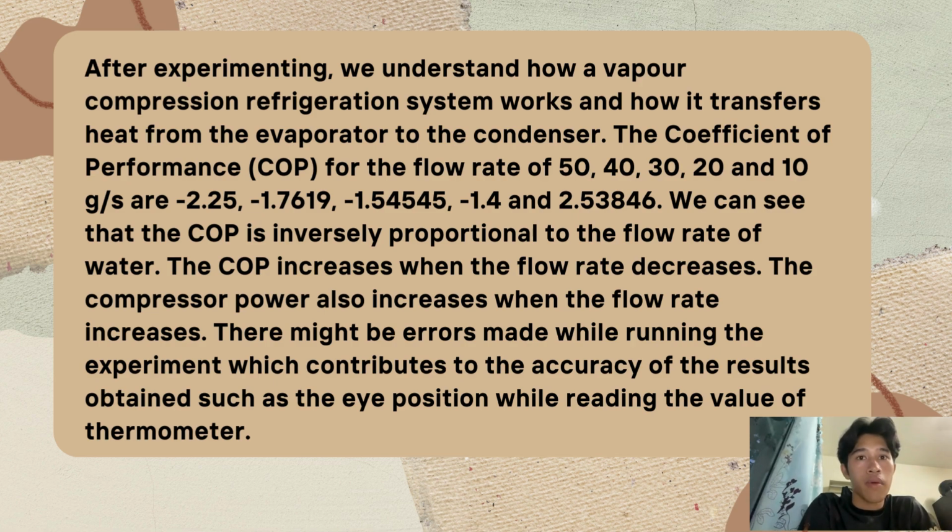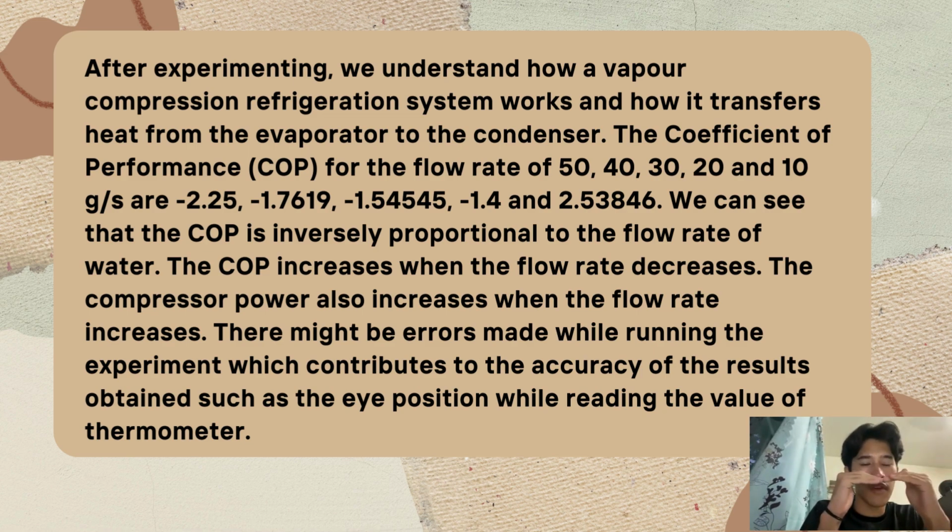There might be some errors that we made during this experiment, which affect the accuracy of the results that we obtain. One of the errors that we could have made is the eye position while reading the value of the thermometer or the temperature. It might not be directly at the value, so that might disturb the accuracy of this experiment result.